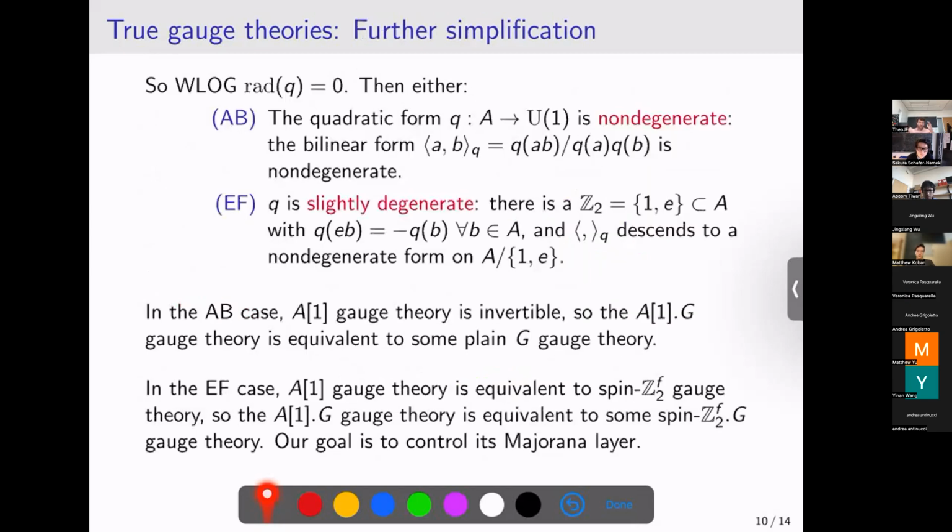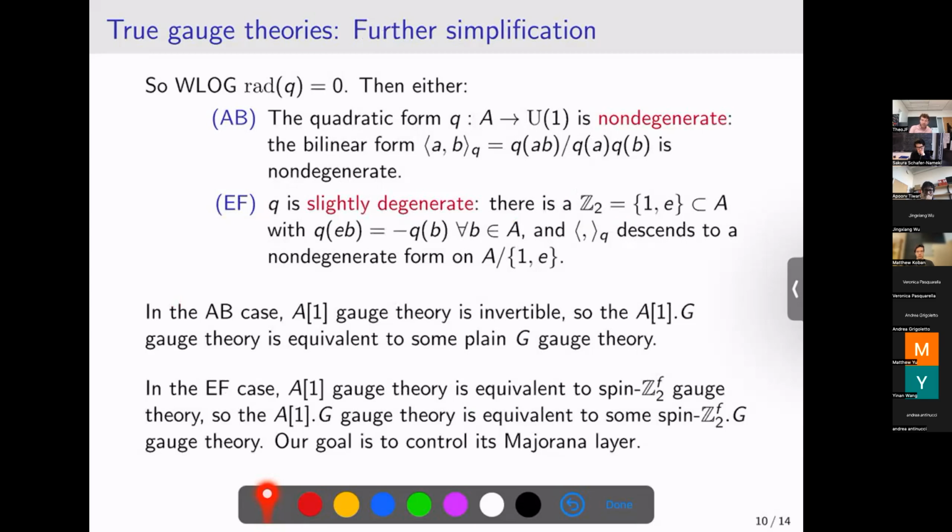So without loss of generality, there's no radical in the quadratic form. And now quadratic forms without radical come in two flavors. There's a sort of all bosons flavor and an emergent fermions flavor. The all bosons flavor is where the quadratic form is non-degenerate.